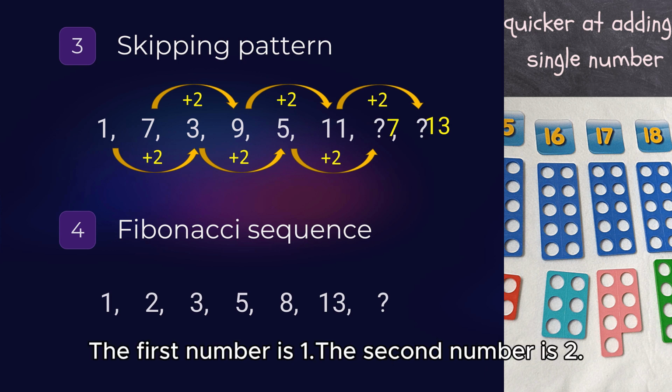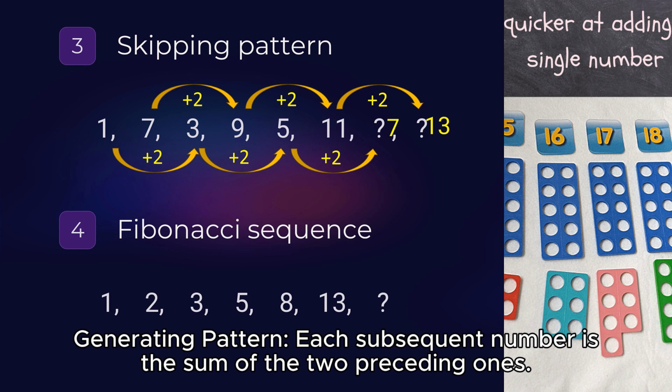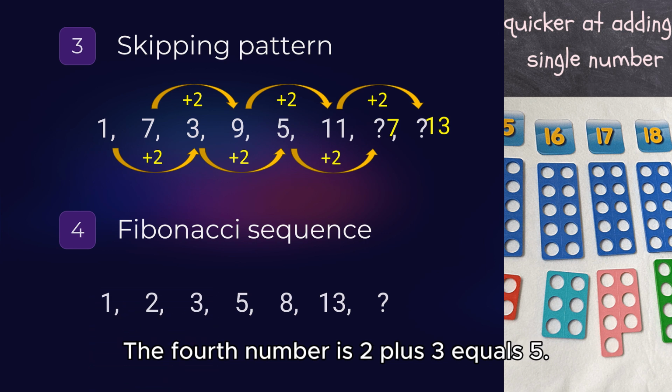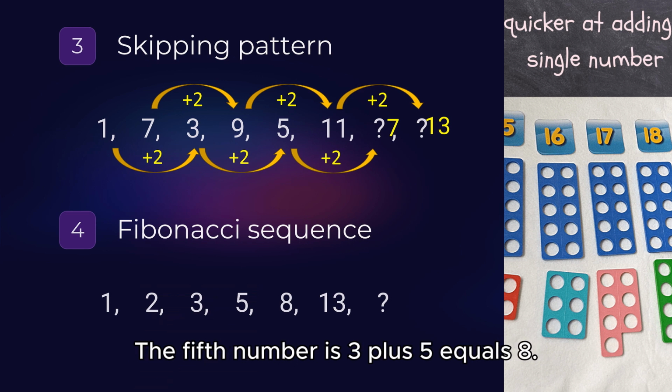The first number is 1. The second number is 2. Generating pattern. Each subsequent number is the sum of the two preceding ones. The third number is 1 plus 2 equals 3. The fourth number is 2 plus 3 equals 5. The fifth number is 3 plus 5 equals 8. The sixth number is 5 plus 8 equals 13.